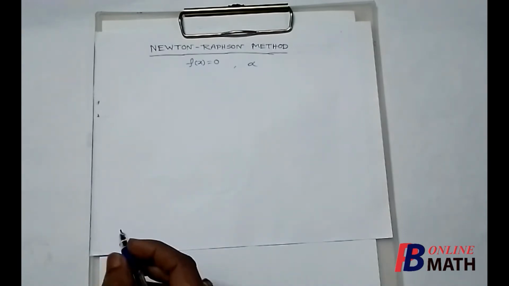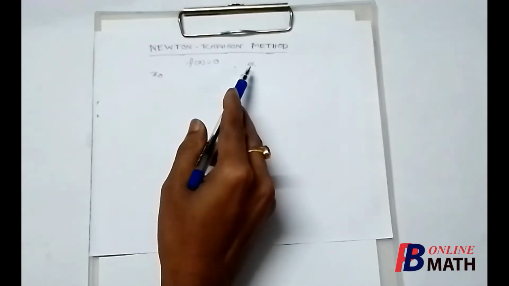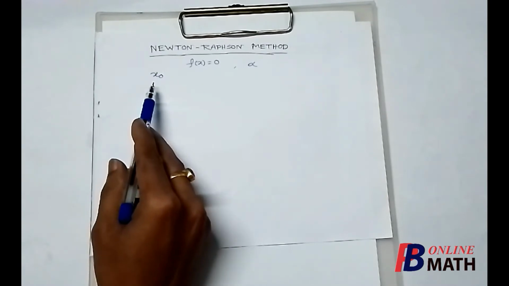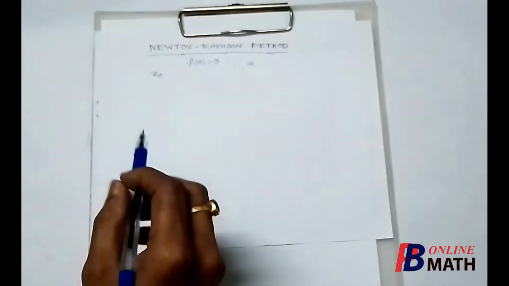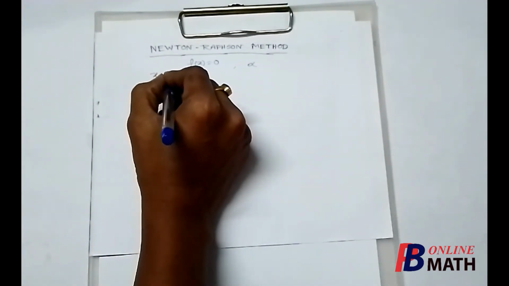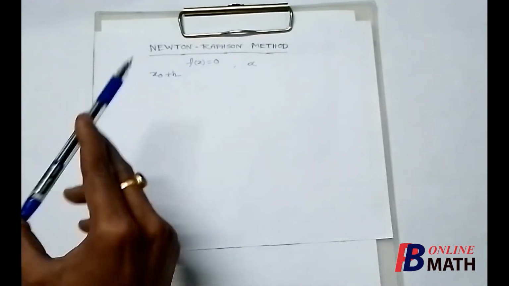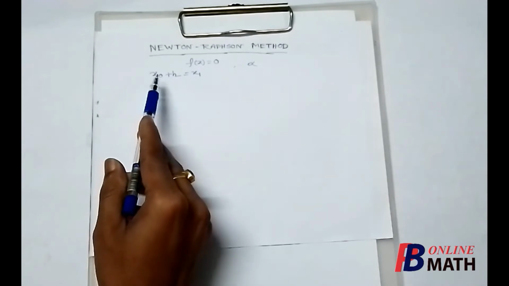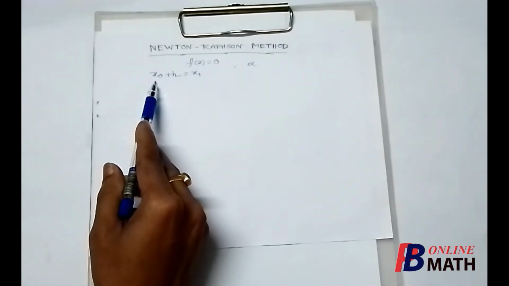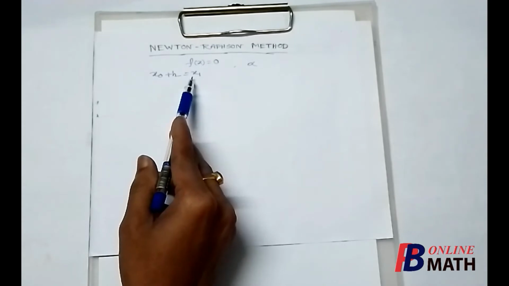So initially we assume that x0 is the initial approximation of the exact root alpha. Since x0 is only the initial approximation, it is not the exact root alpha, so we assume that x0 plus h is the better approximation of the exact root alpha. We call this approximation x1. So if we add some quantity h, that is the error term, to x0, we get the next approximation, that is x1.